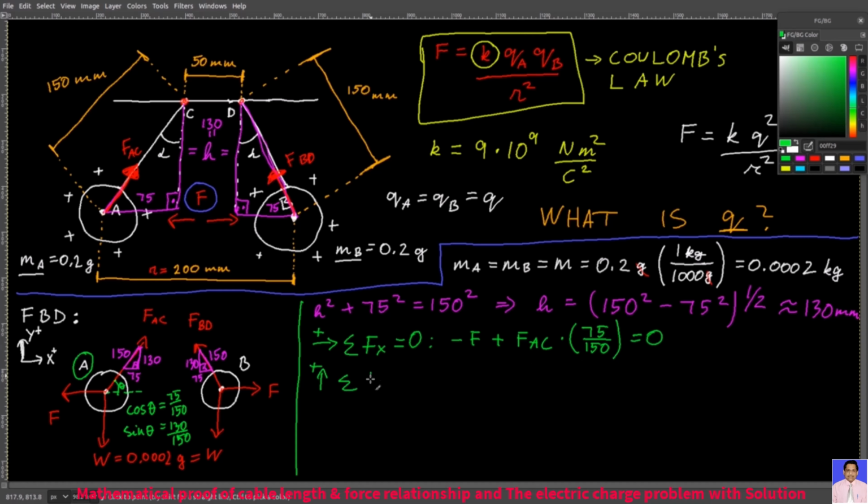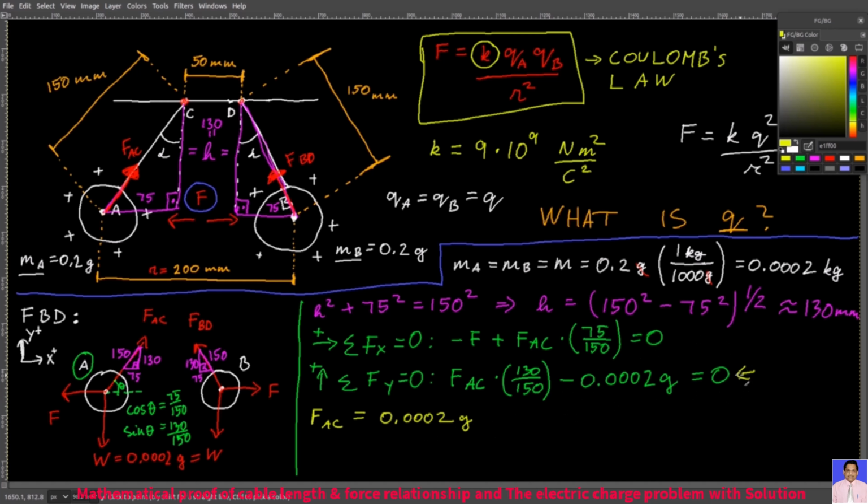And then the sum of the forces in the y direction must also equal 0. And so I have FAC times 130 over 150, which essentially is sine theta. It will give me the vertical component of this force, and then minus the force of gravity, which is this one here. And all that equals 0. Right away, I can calculate my FAC force from the second equation. So I'm going to put the force of gravity to the other side of the equation sign, and then it's going to be 150 over 130.